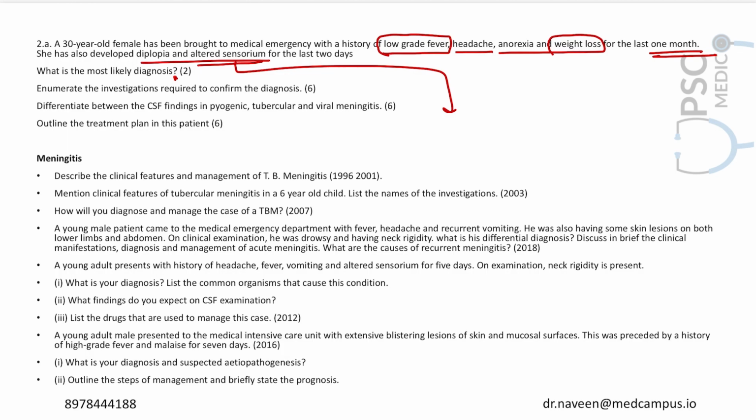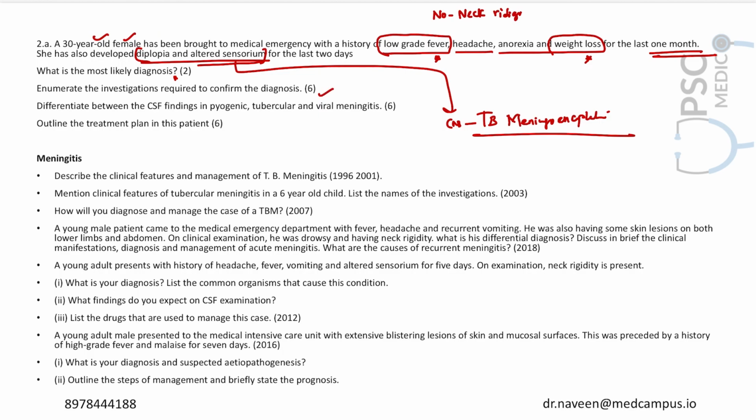Here there is no neck rigidity, to call it meningitis. Definitely there is diplopia and altered sensorium. There are CNS effects, so it is a probable case of meningoencephalitis, because of the chronic nature, low grade fever and weight loss. Where do you see low grade fever and weight loss in a 30-year-old female in a country like India? Most probably it is TB meningoencephalitis. Okay, because it's not only meningitis, it is TB meningoencephalitis. What investigations do you do?